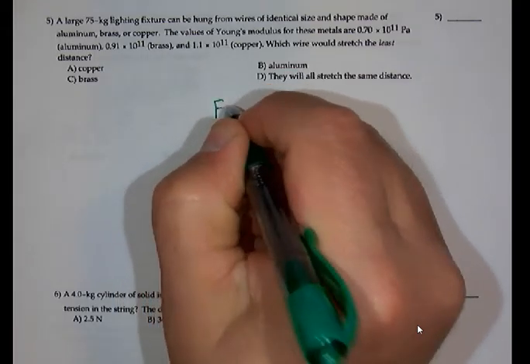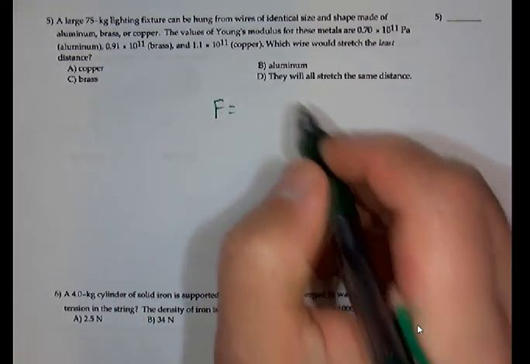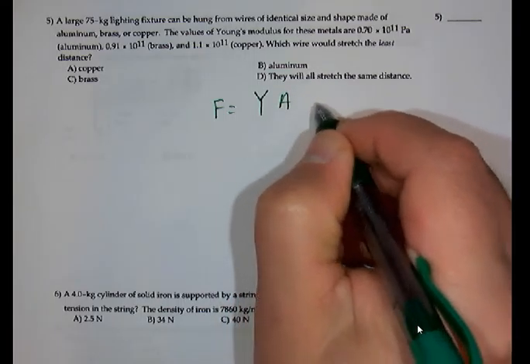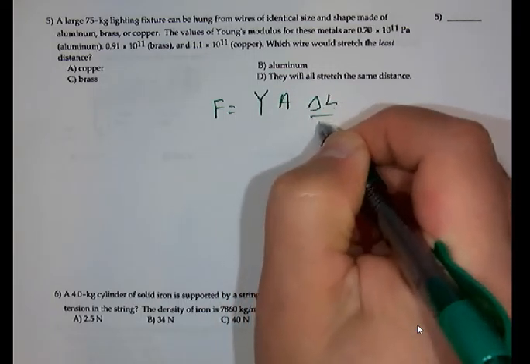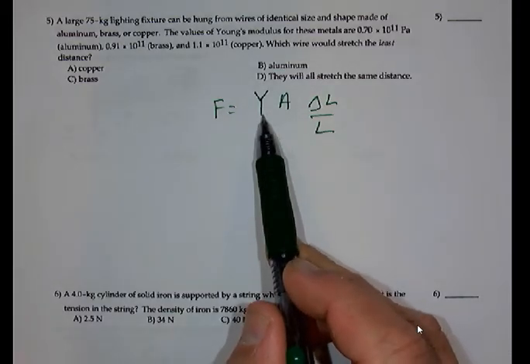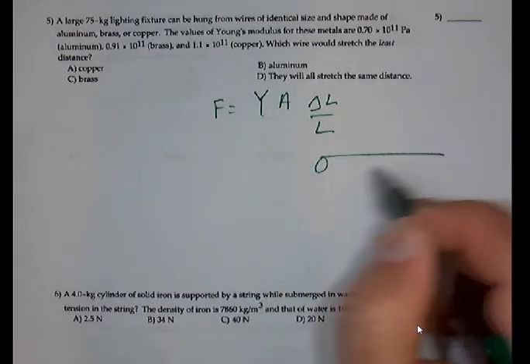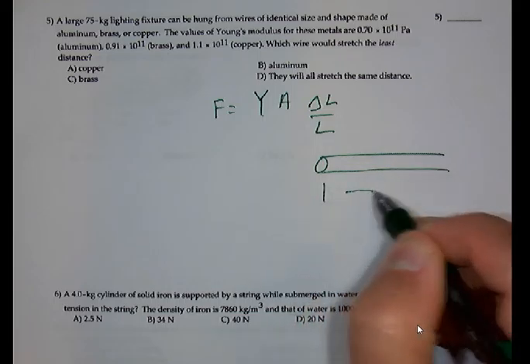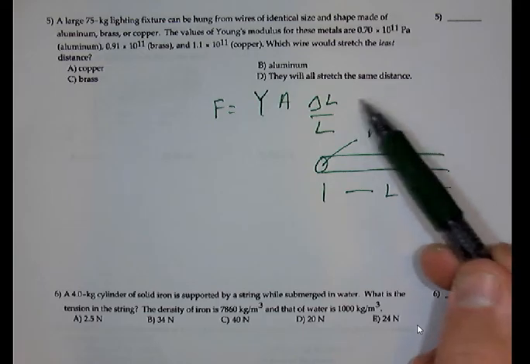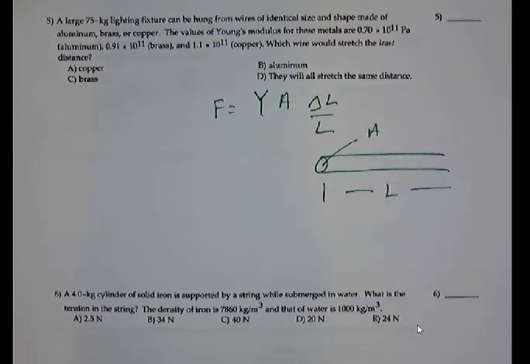So this question comes really from Chapter 8, the equilibrium and elasticity chapter. So for Young's modulus, we have this. The force is equal to Young's modulus, cross-sectional area, delta L over L. We had a couple of homework problems on this. So Y is Young's modulus. L is the actual length of the wire. A is the cross-sectional area. And then delta L is how much you actually stretch the wire.